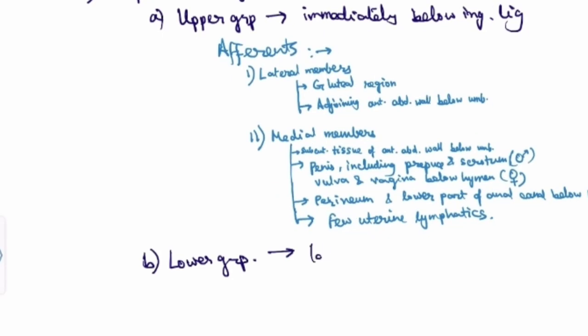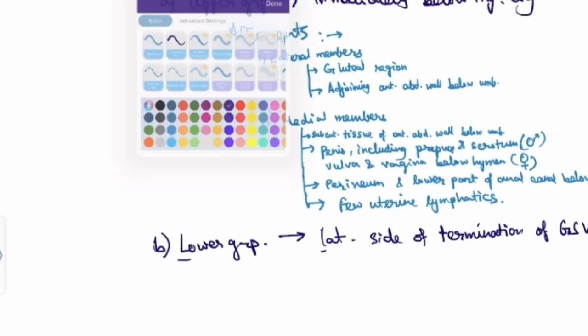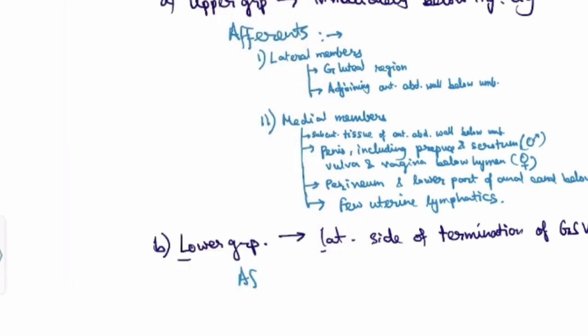I used to get confused back in my time because the deep group was medial to the great saphenous vein and this one was lateral. But remember, it's L and it's L, so lateral side of termination of the GSV, the great saphenous vein. Same thing we are going to do with this also, afferents, because afferents are different.